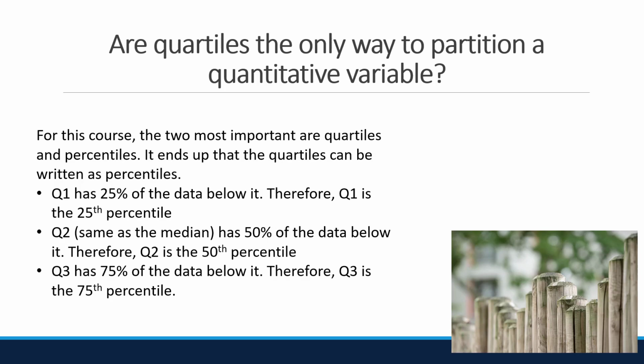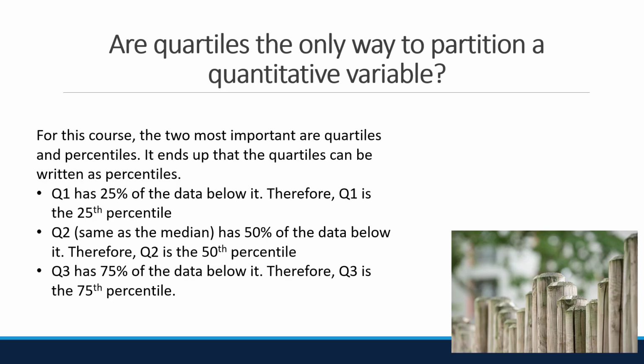For this course, the 2 most important are the quartiles and the percentiles. We've already discussed quartiles, but we'll now discuss percentiles. Percentiles divide a data set into hundredths, or 100 equal parts. The p percentile is the value of a quantitative variable which is greater than p% of the data.